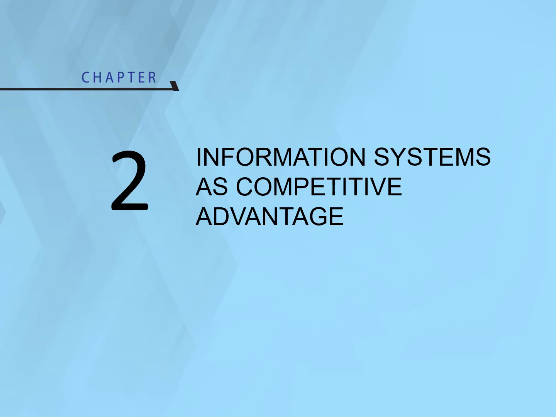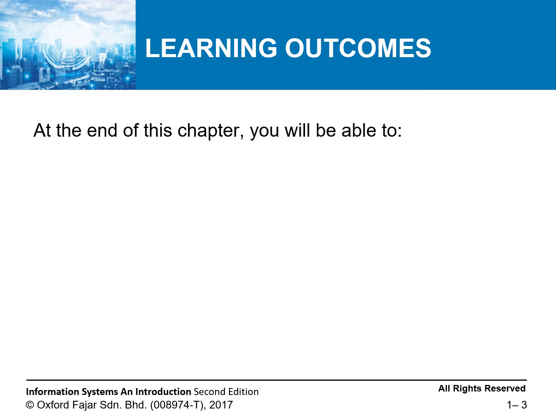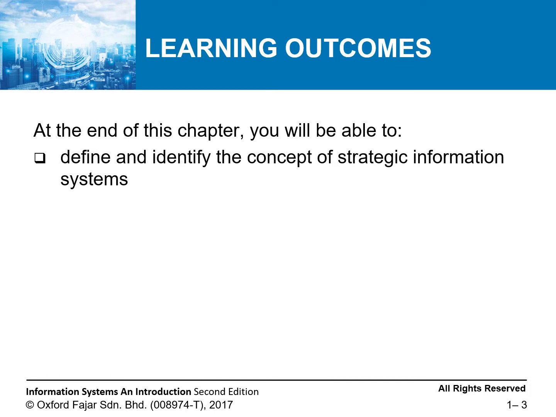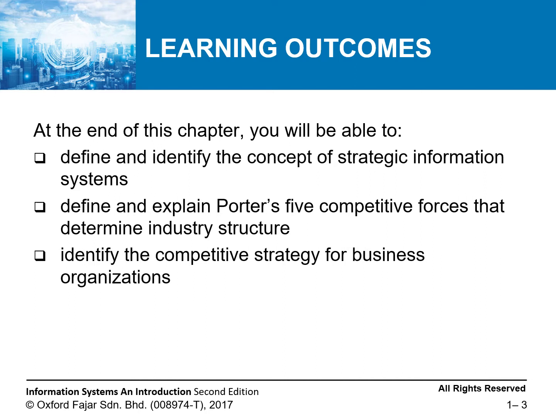Now we continue our lesson for chapter 2, with the title Information System as Competitive Advantage. The learning outcomes for this chapter: you should be able, first, to define and identify the concept of strategic information systems. Define and explain Porter's 5 competitive forces that determine industry structure.